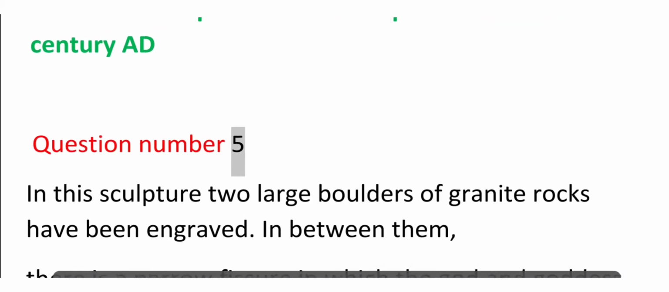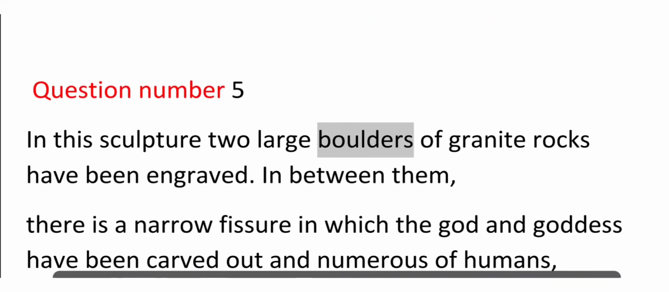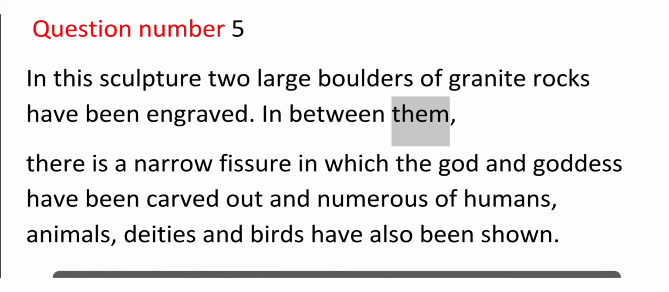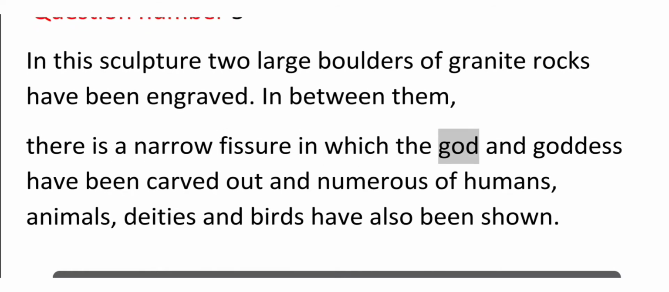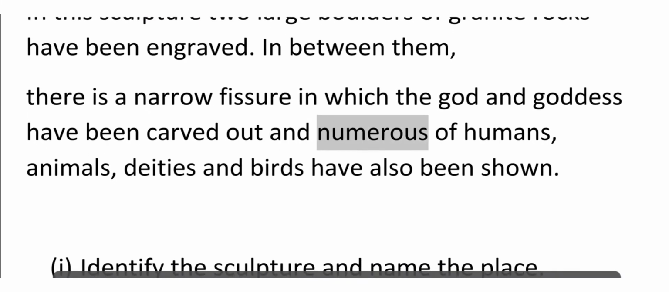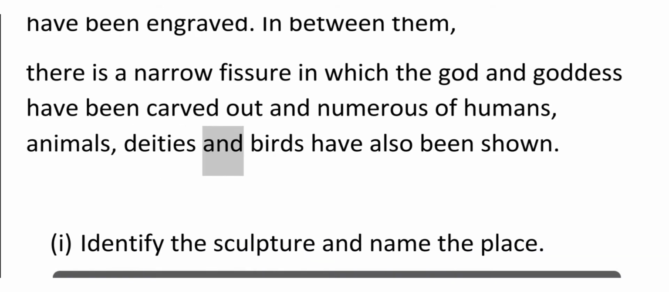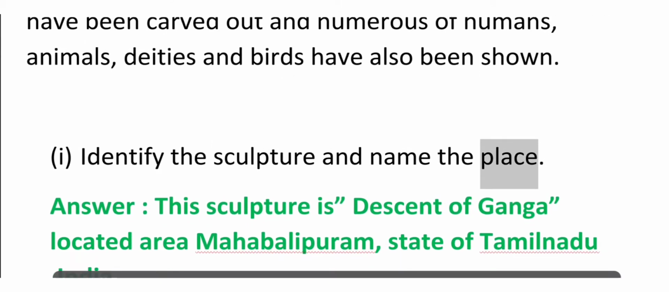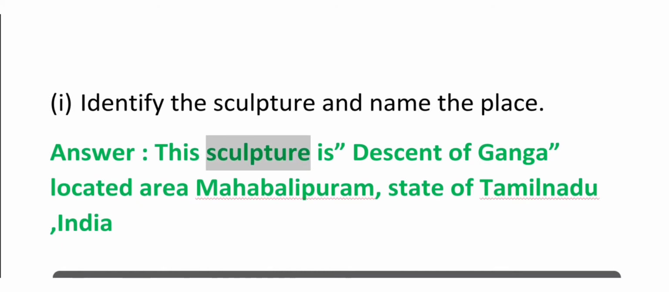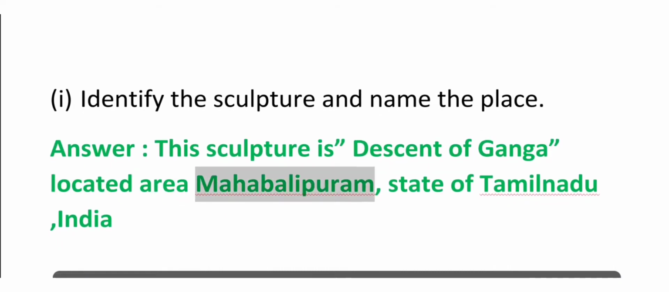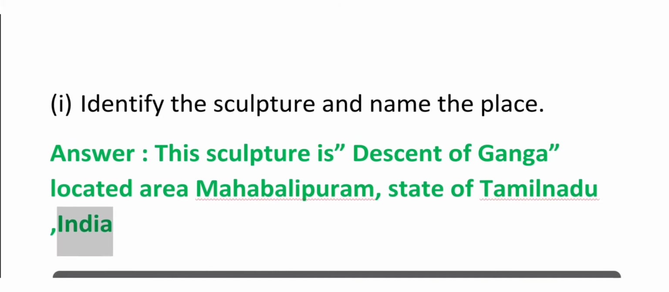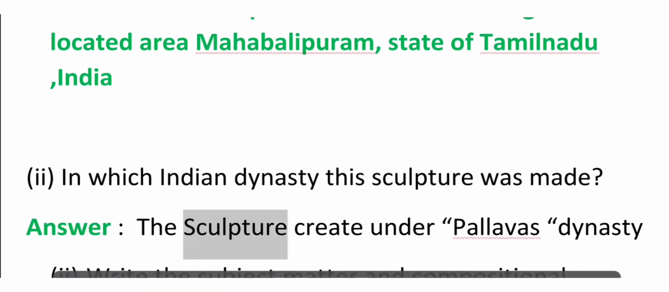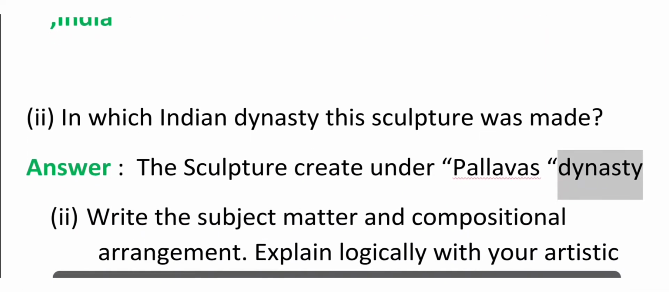Question number 5. In this sculpture, two large boulders of granite rock have been engraved. In between them there is a narrow fissure in which the god and goddess have been carved out, and numerous humans, animals, deities and birds have also been shown. Identify the sculpture and name the place. Answer. This sculpture is the Descent of the Ganga, located at Mahabalipuram, state of Tamil Nadu, India. 2. In which Indian dynasty was this sculpture made? Answer. The sculpture was created under the Pallava dynasty.